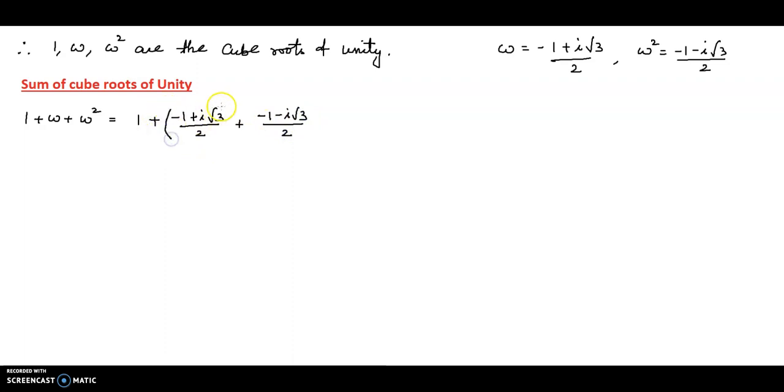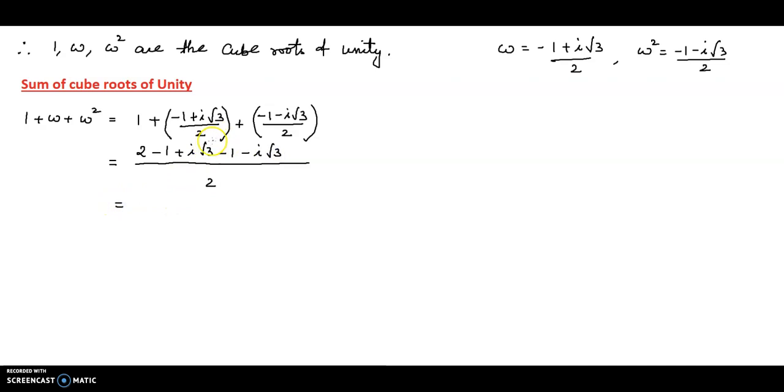So this is omega value, and this is omega square value. Let us add all these three values, the three cube roots of unity. We can see the denominator is 2, so we can take the LCM as 2. Cross multiply: 2 into 1 is 2. Then minus 1 plus i root 3, plus minus 1 minus i root 3.